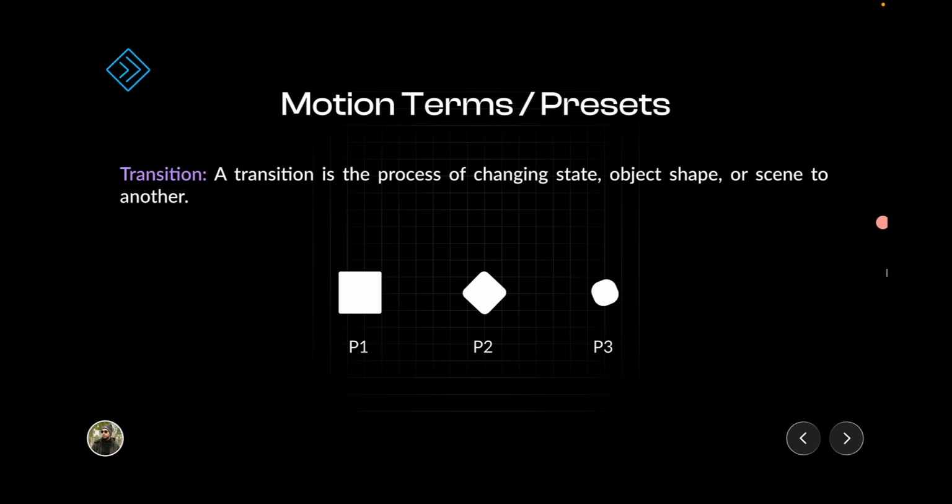Next we have transition. A transition is the process of changing state, object, shape or scene from one scene to another scene. Below you can see we have a square with P1, P2 and P3 positions. You can see as this square moves from P1 to P3 position, it has changed its position, rotation and shape as well. On the P1 position it has a radius of 2 pixels, on the P2 position it has a radius of 8 pixels, and on P3 it has a radius of 16 pixels. So overall it has changed its position, rotation and shape as well. So this process is called transition.